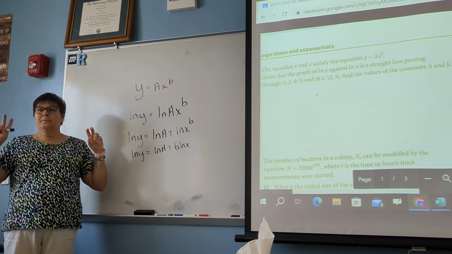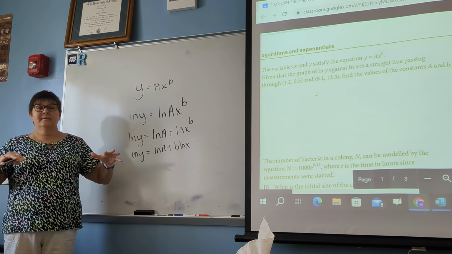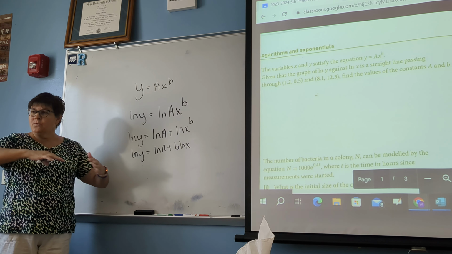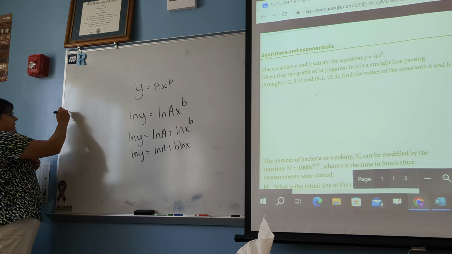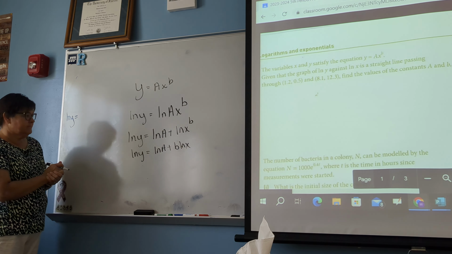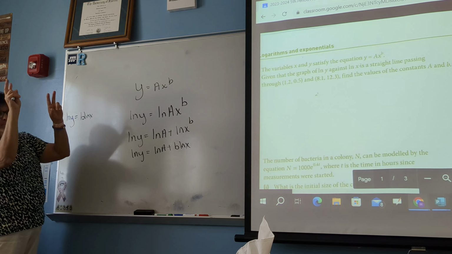Can you visualize that this kind of looks like a line? Y equals mx plus b. Tell me which order I need to put everything in. Instead of y, I have ln of y. What's my x stuff in this one? B ln of x. And then what's my b stuff on this one? Plus ln of a.